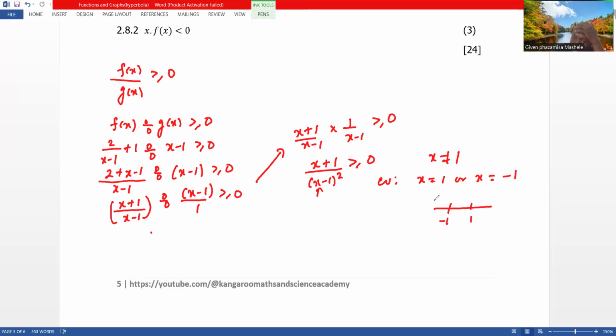Give me a number bigger than 1, it's 2. When you plug at the numerator, 2 plus 1 is positive. 2 is positive, so it's going to be positive, negative, and positive. But since the unequal sign says greater than, we look where there's positive, but you must not include 1. So it will be any number less than or equals to -1, or any number greater than 1.